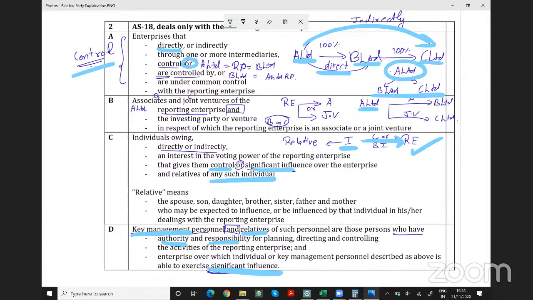So the first one is control. If you are controlled, then you are a related party. Control can be direct and indirect. In both cases, all the parties will be termed as related parties. The second thing is if they are associates or joint ventures, then they are related parties. The third thing is if an individual controls or has a significant influence, then he is a related party as well as his relatives are also his related parties. The fourth is key managerial personnel and their relatives, who are termed as related parties. KMP means those who have control or have significant influence.